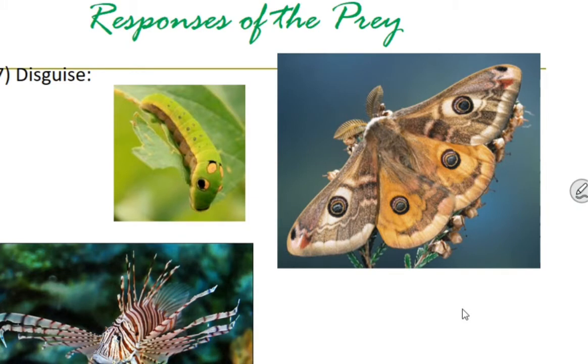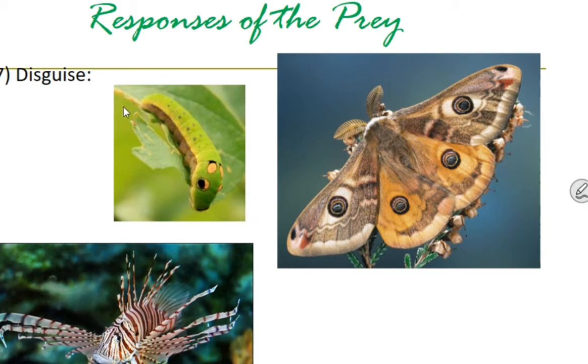And then disguise. This is one of my favorites, the eye spots. This moth has them on the outside wings, but most moths, they're underneath. And what they'll do is they'll perch on the trees during the day, and they'll hide those eye spots. And when they feel a bird coming, they'll open their top wings to reveal those eyes. And to the bird, it looks like an owl, like opening its eyes. And it'll startle the bird enough for the moth to get away.